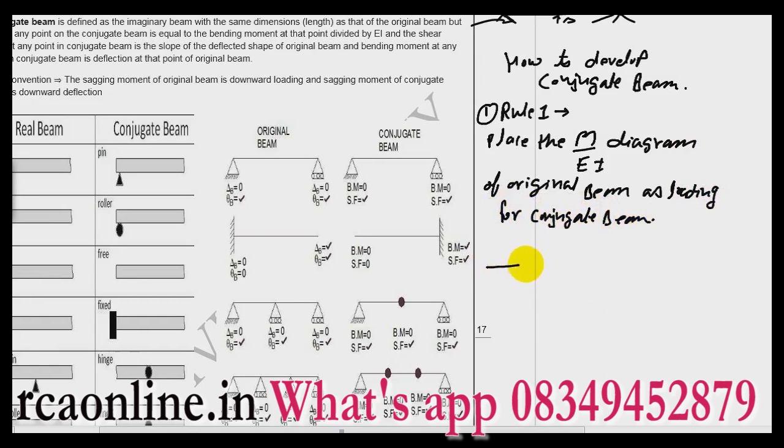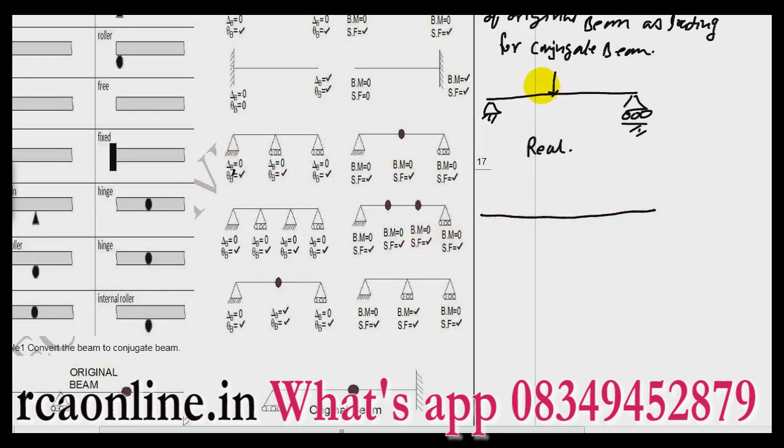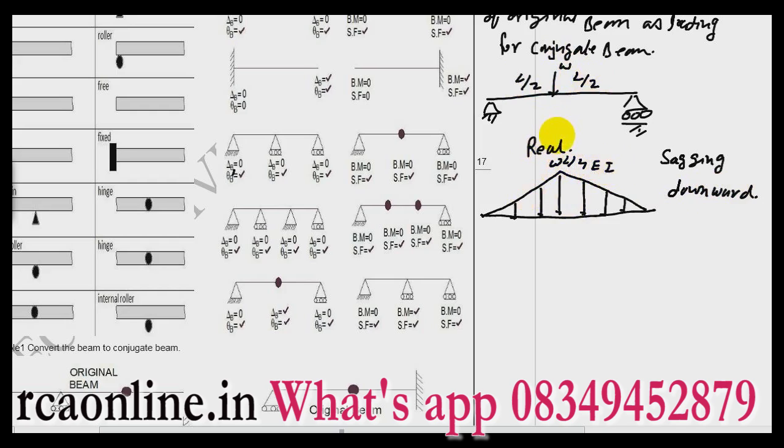It means if I have this as my real beam, then for my conjugate beam I will draw the bending moment diagram. So what will be my bending moment diagram? It is triangular loading, and if it is sagging, then I will put it downward. So if this is W, then this is my real beam and this is my conjugate beam. Part 1, the loading: we will put the M over EI diagram as the loading in the conjugate beam.